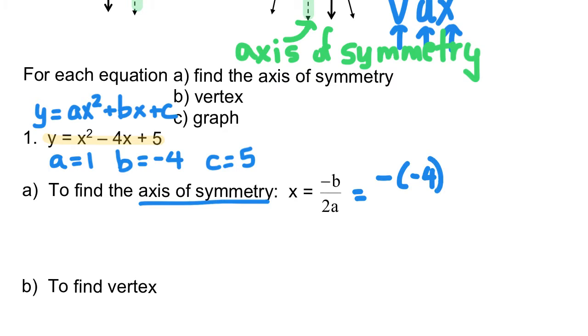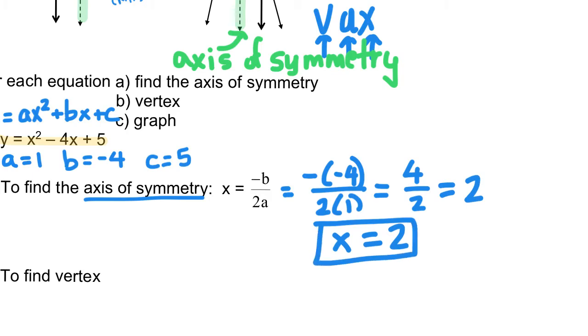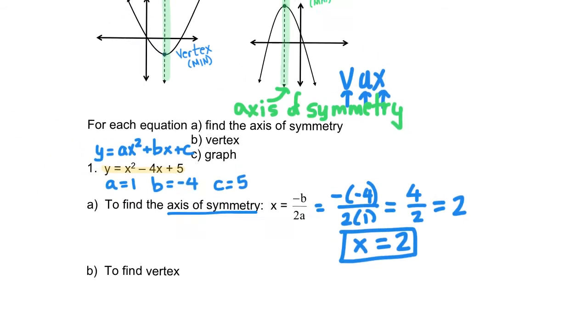It may help your mind just to say the opposite of negative 4 is positive 4. And that is over 2a, so 2 times a, and that would be 2. This simplifies to 2. So I want you to understand that this is the equation x equals 2. That is the axis of symmetry.